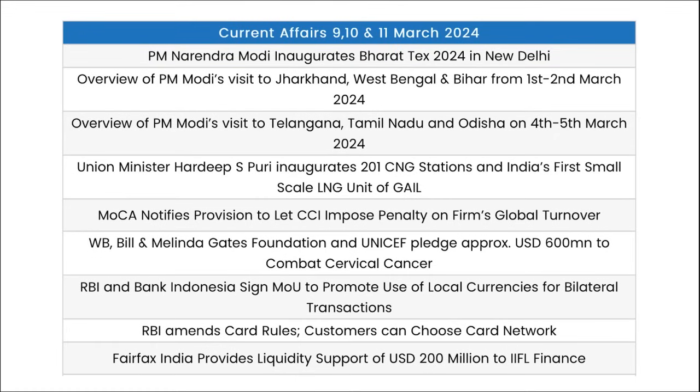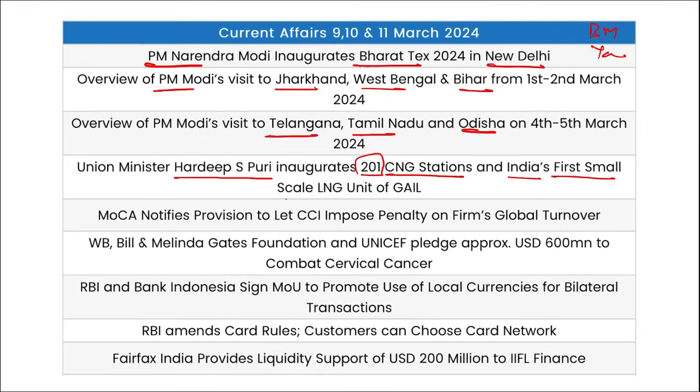So friends, these were your important current affairs. Now let's go for a quick one-liner revision. PM Modi inaugurated Bharat Tex in New Delhi. Where was it held? Two venues were there, Bharat Mandapam and Yashobhoomi. Then PM Modi visited Jharkhand, West Bengal, Bihar, similarly Telangana, Tamil Nadu and Odisha, and launched multiple projects there. Then Union Minister Hardeep Singh Puri inaugurated 201 CNG stations and India's first small-scale LNG unit of GAIL.